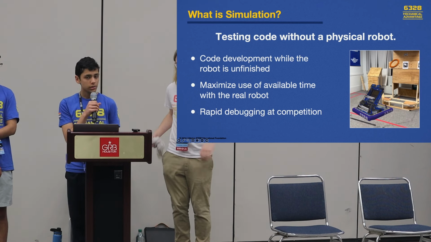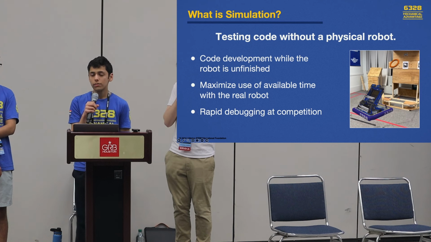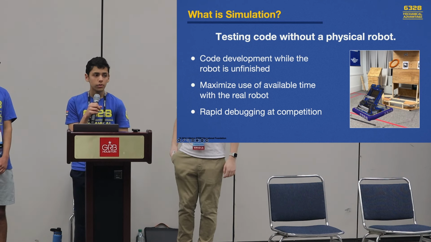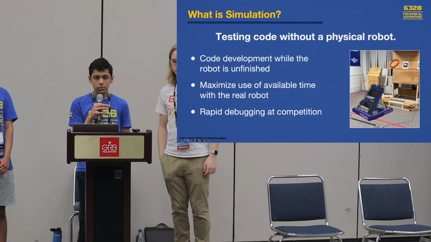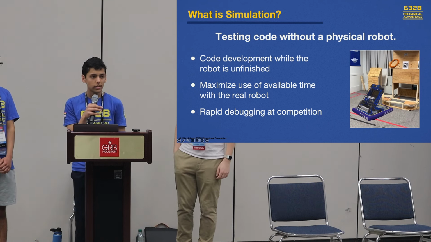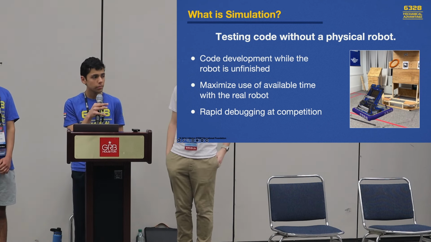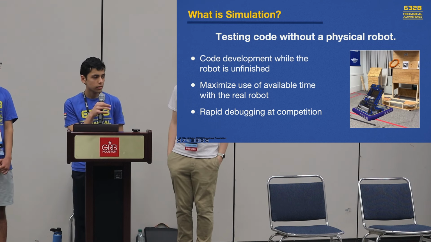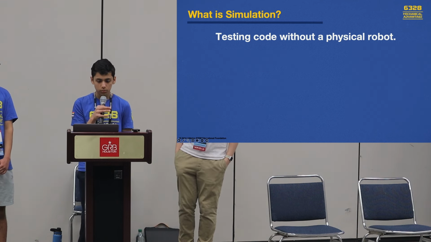Finally, we want to be able to debug very quickly at competition. We don't always have physical access to our robot at competitions because the pits may close or maybe the practice field isn't open. So being able to use simulation allows us to access the concept of the robot and run kind of reviews on what's happened without the physical robot.